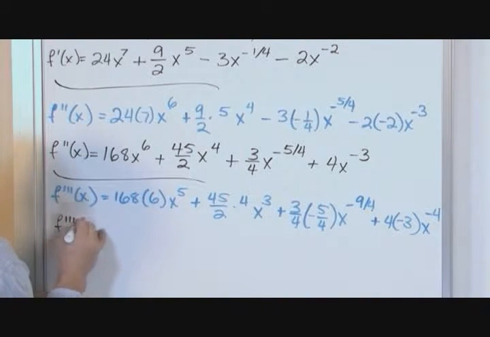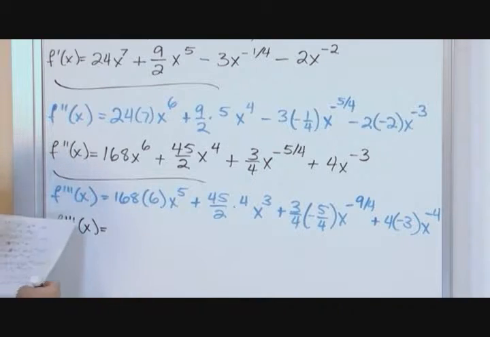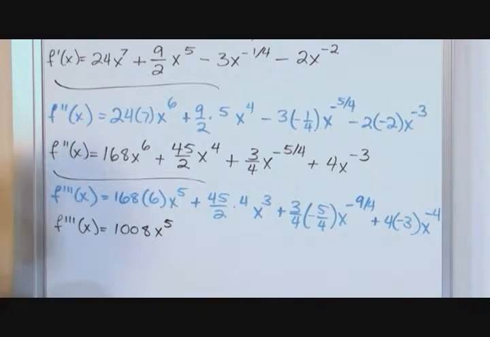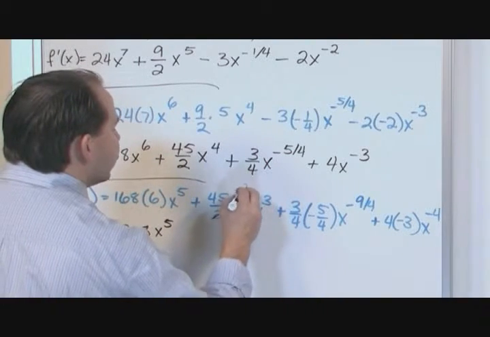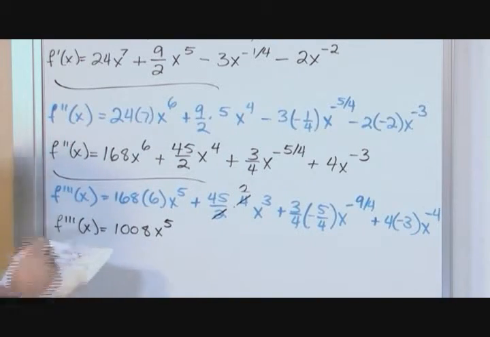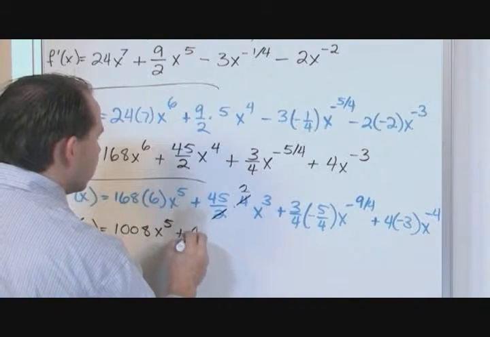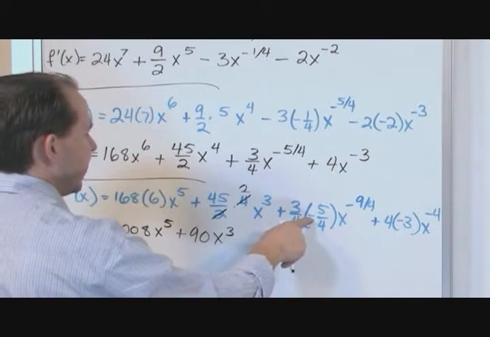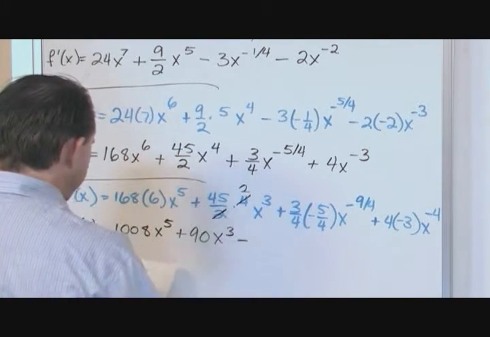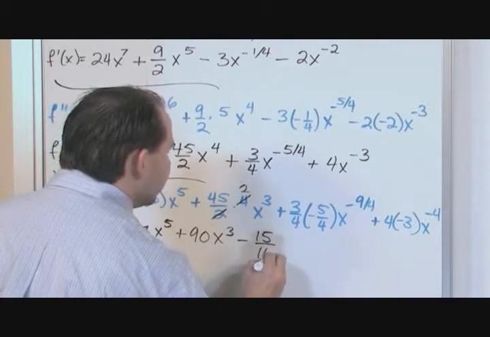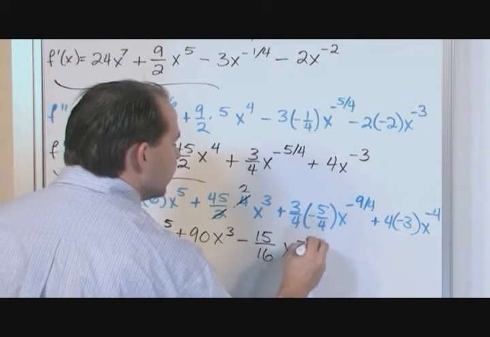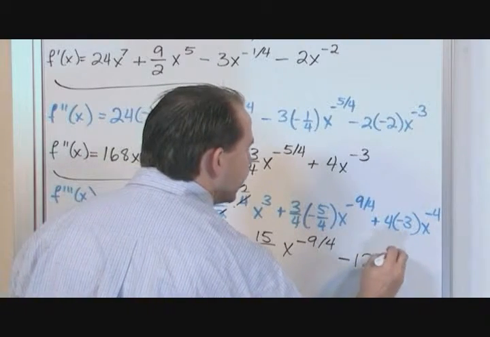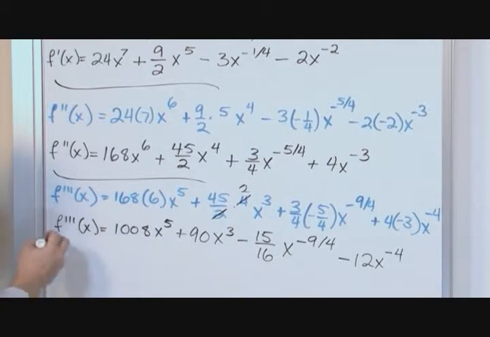F triple prime of x is equal to, what's 168 times 6? It's 1008, x to the 5th. And what we'll have here, we'll strike this out and make this a 2, just doing a little simplification. What's 45 times 2 here? That's a 90, x cubed. And what we have here is a negative sign, so it will be negative 15 on the top, 16 on the bottom, x to the negative 9/4. Here we have a negative 12x to the negative 4. And that is the third derivative.